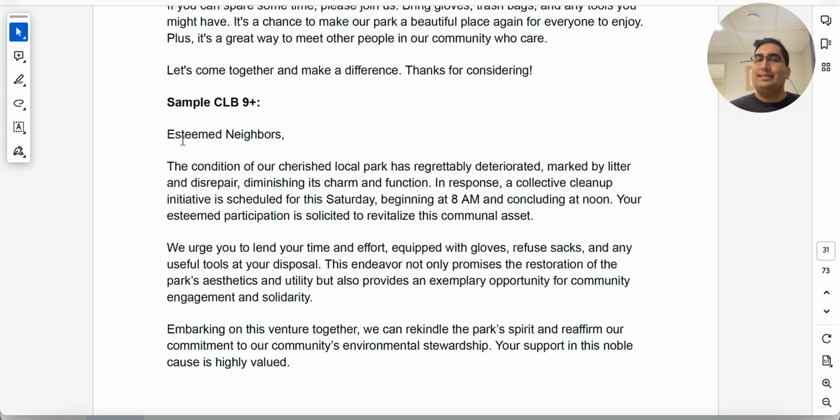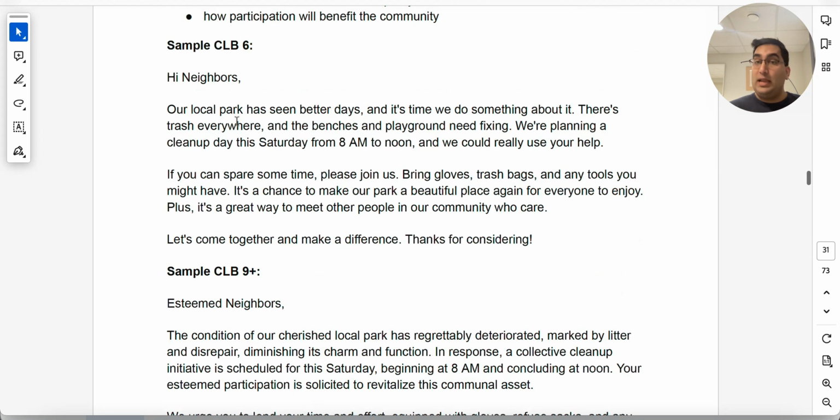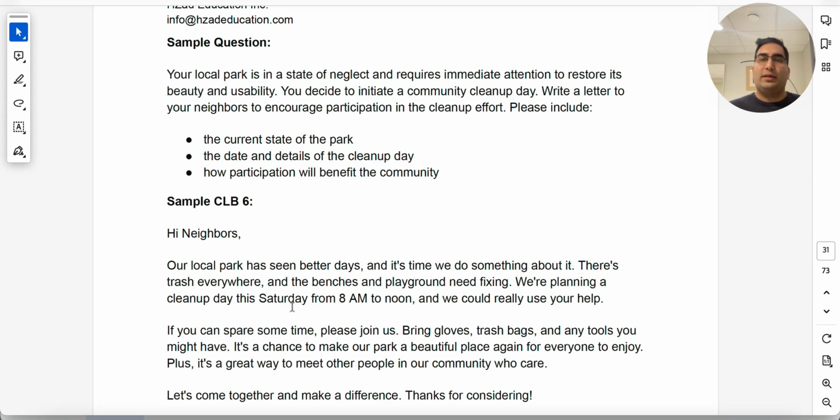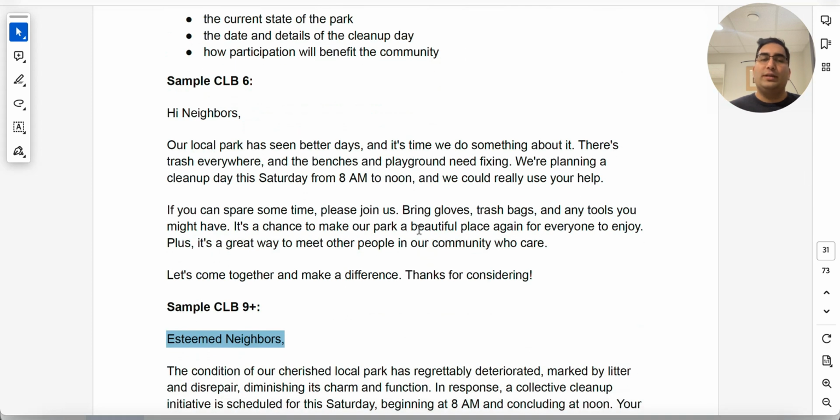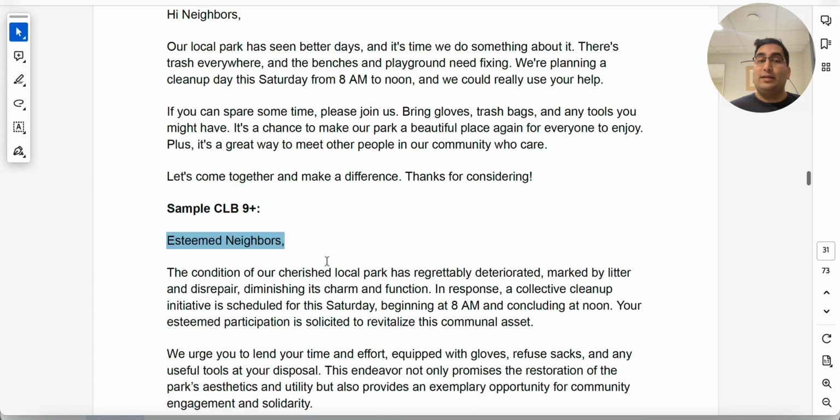So we start with "esteemed neighbors" instead of "hi neighbors", because "hi" is a little informal. You want to be formal because this is not a friendly thing we're talking about. We're not inviting them to a barbecue. It is a serious issue we're discussing, so the tone has to be more formal. You could also say, "Dear esteemed neighbors."